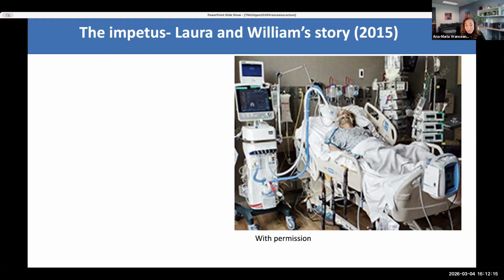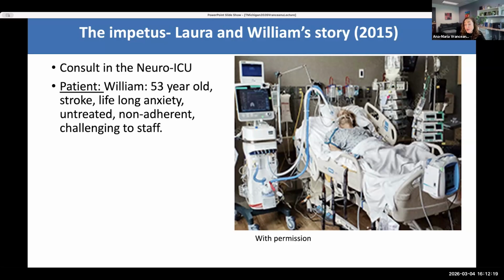A few months after meeting this neurologist, I accepted a consult in the Neuro ICU and met this couple, William and Laura. William was a 53-year-old male who had a stroke. Per family report, he had a history of untreated anxiety, and he never wanted to talk about his anxiety. In the ICU, he presented as very anxious, and he was also non-adherent, and was a bit of a problem for the staff.